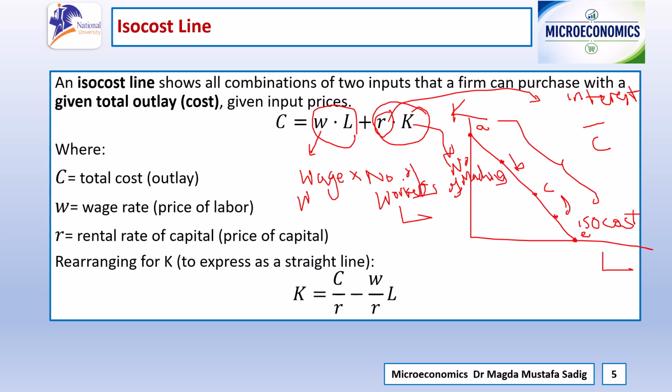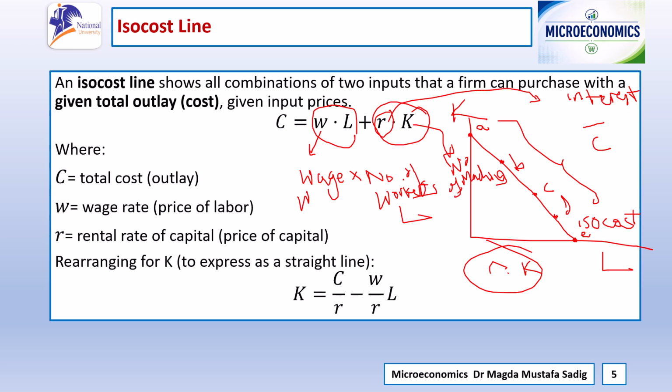So when we multiply R by K, this is the cost of machines. All these combinations lie on one isocost line. So the isocost equation is the wage rate multiplied by labor plus the rental price or interest price multiplied by capital. Here, the wage represents the price of labor. The rental rate represents the price of capital.